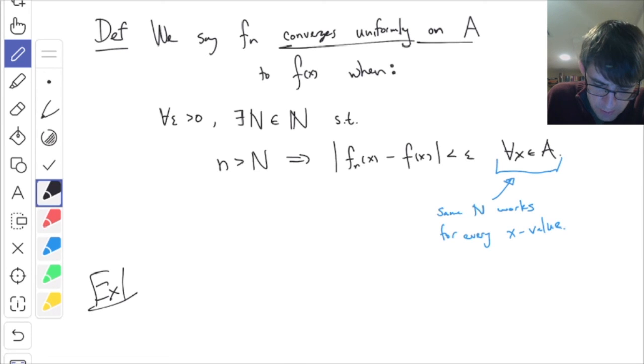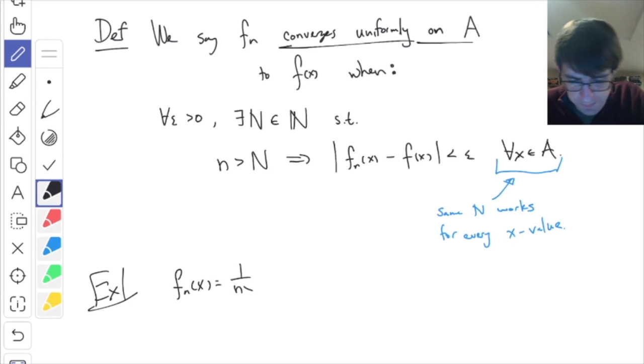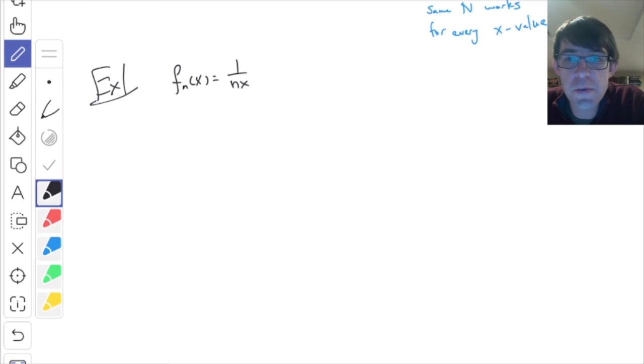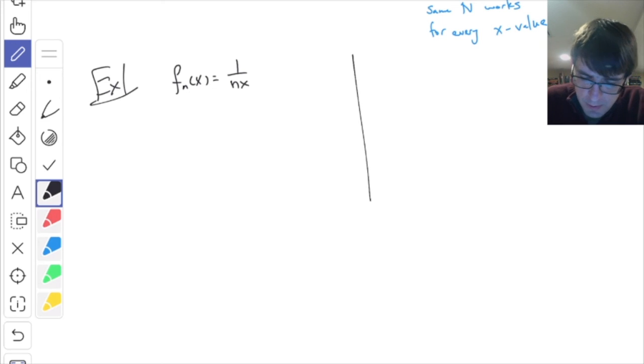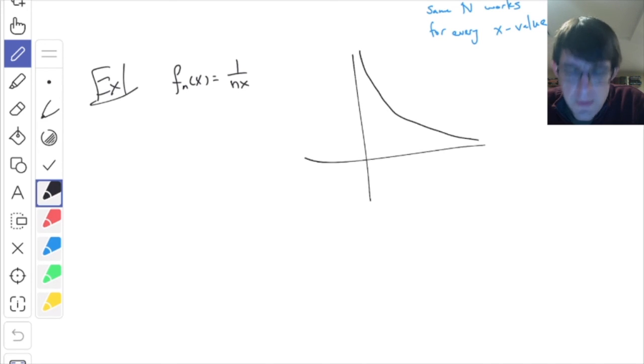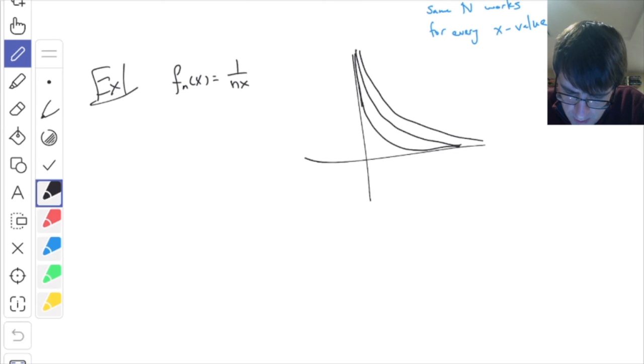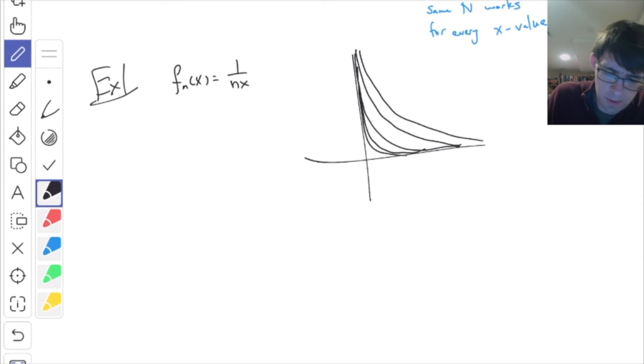So this is a nice little homework question. fn of x equals 1 over nx. These functions all look like 1 over x, but dividing by that constant means the first one is 1 over x. The next one is 1 over 2x, which additionally divides everything by 2, and then divides everything by 3, and then by 4, and so on. They just get increasingly steeper or closer to the axes. I'm just drawing the right hand side. Of course, the other side does a similar thing.